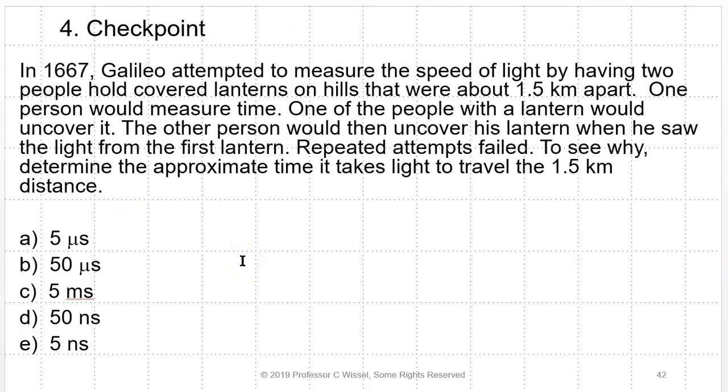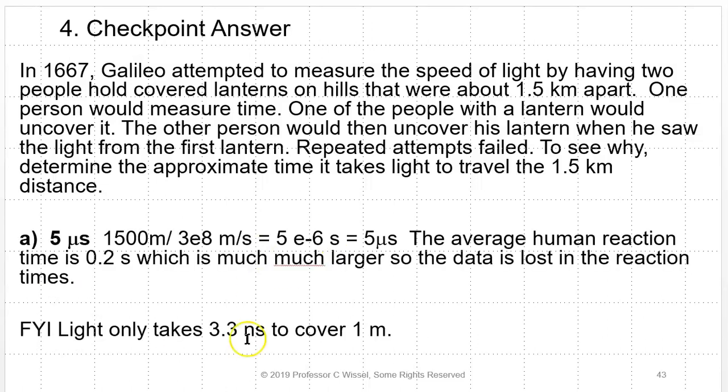In 1667, Galileo attempted to measure the speed of light by having 2 people hold covered lanterns on hills that are about 1.5 kilometers apart. That's a little less than a mile. One person would measure time. Then one of the people with a lantern would uncover it. The other person would then uncover his lantern when he saw the light from the first lantern. Repeated attempts failed. To see why, we're going to determine the approximate time it takes light to travel the 1.5 kilometer distance. You take the 1,500 meters, converted to meters, and you divide by 3 times 10 to the 8th meters per second. It turns out to be 5 microseconds. The average human reaction time is 0.2 seconds, which is much, much larger, so the data is lost in the reaction time.